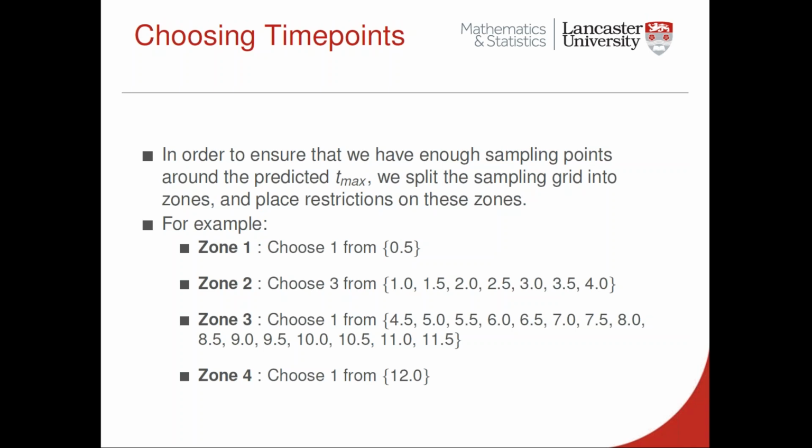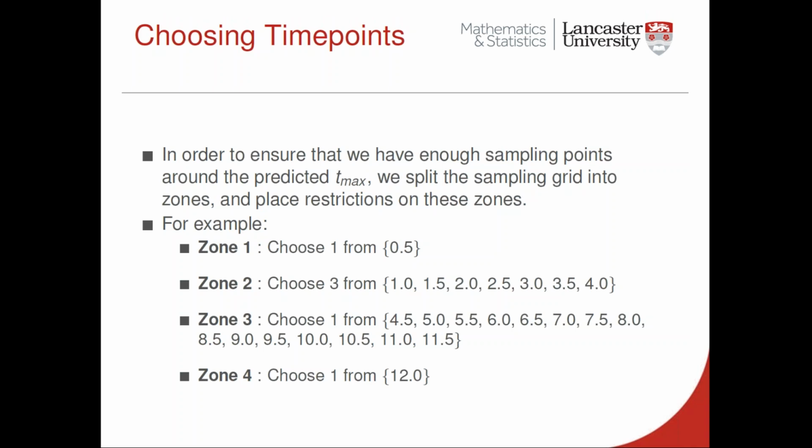And so a variant to the theme is by introducing different zones that we allow the time points to be chosen from. So for example, I could say my first zone is I need to choose at least one time point from half an hour. In other words, my first zone determines that I need to use the first time half an hour as my first sampling time point.